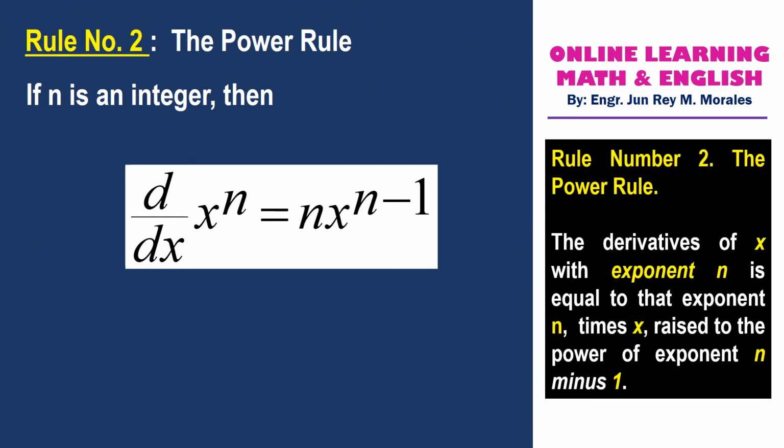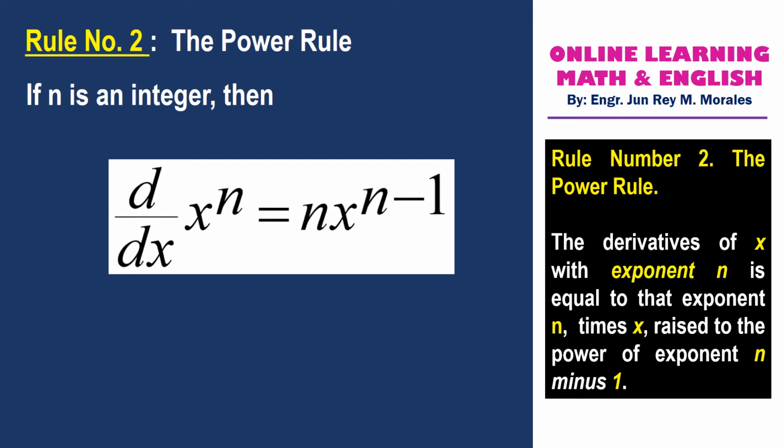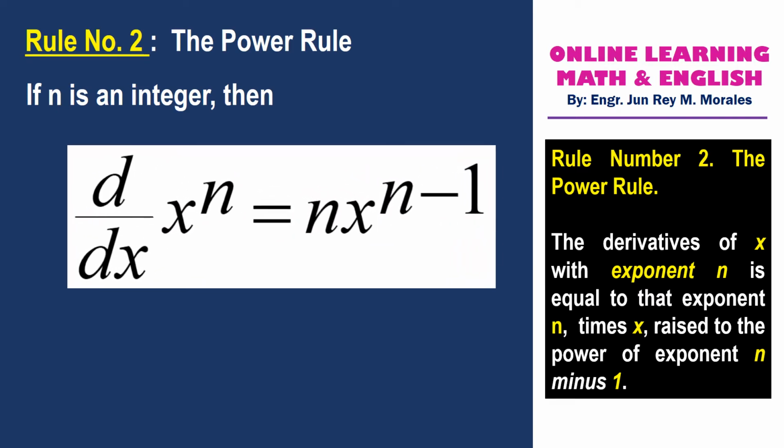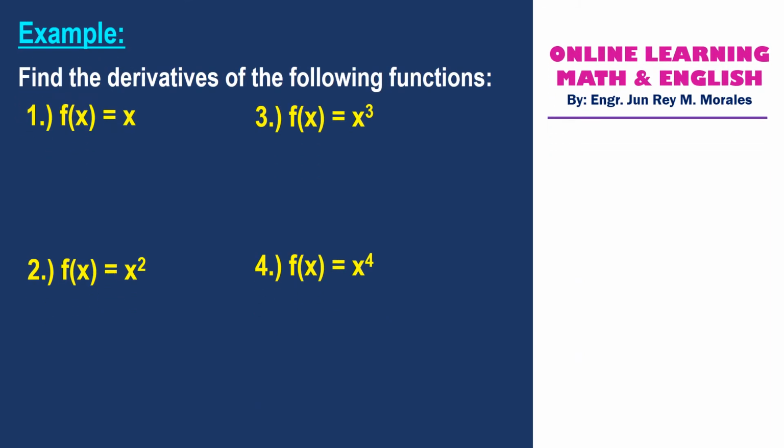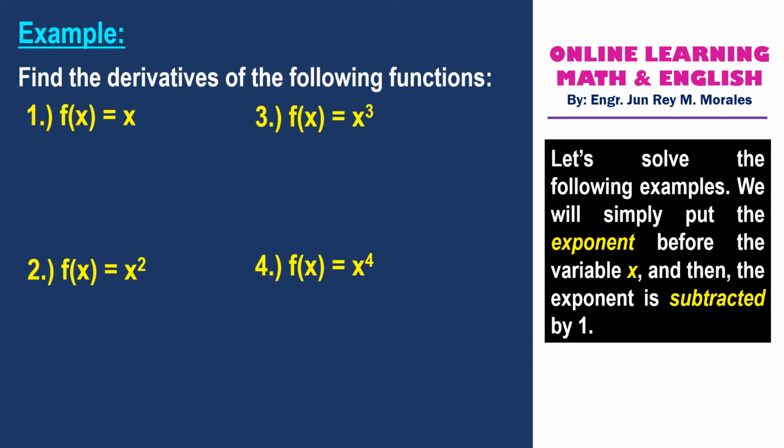Rule number 2. The power rule. The derivative of x with exponent n is equal to that exponent n times x raised to the power of exponent n minus 1. Let's solve the following examples. We will simply put the exponent before the variable x, and then the exponent is subtracted by 1.